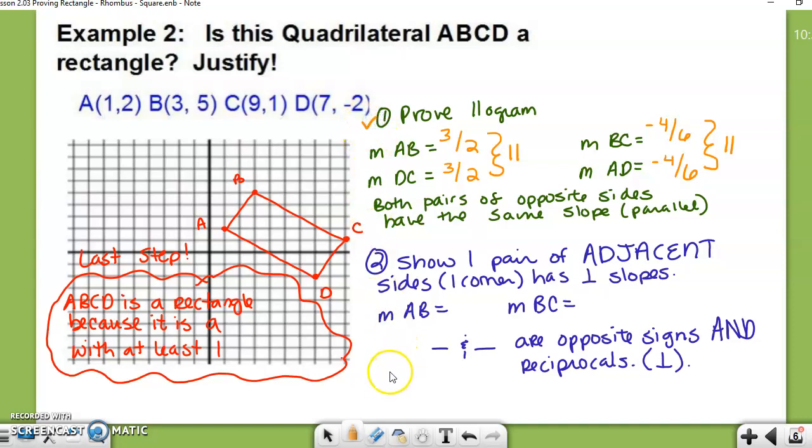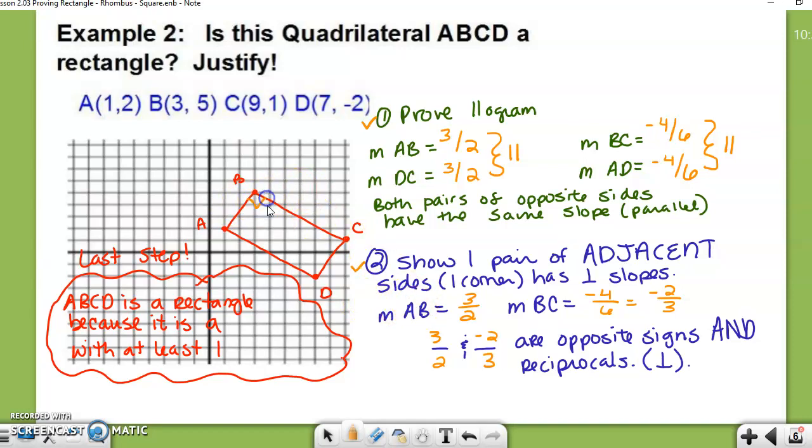I've proven that. Now I have to show one pair of adjacent sides, one corner, has perpendicular slopes. So again, my slope of AB from above was 3 over 2. And BC was -4 over 6, which simplifies to -2 over 3. 3 over 2 and -2 over 3 are opposite signs. One's positive, one's negative, and they are reciprocals. They're flipped from each other. So this is perpendicular. So I have shown that I do have a corner from AB to BC, right here.